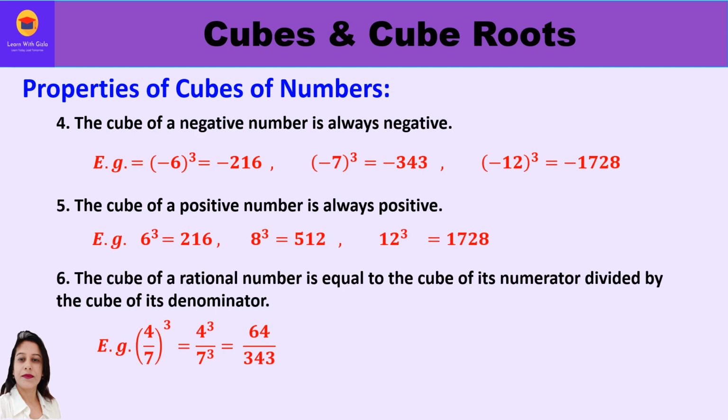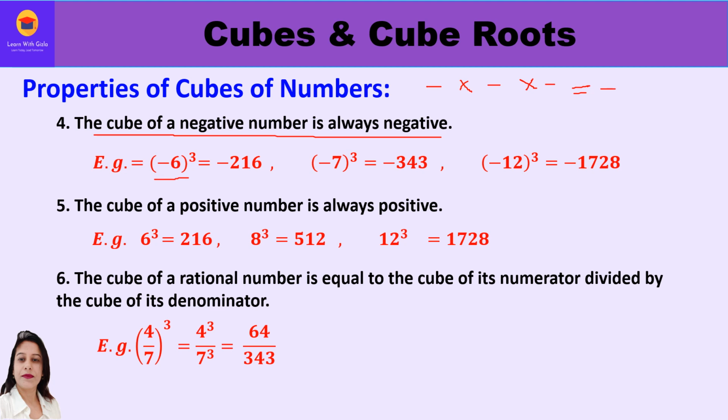The fourth property says the cube of a negative number is always negative. This is because minus multiplied 3 times is always minus. Minus into minus is plus, plus into minus is minus. So whenever we have a negative number, cube of that number will always be negative because we are multiplying minus 3 times.